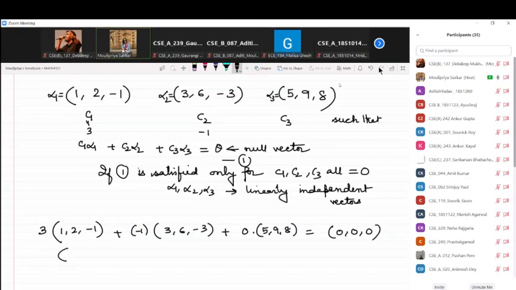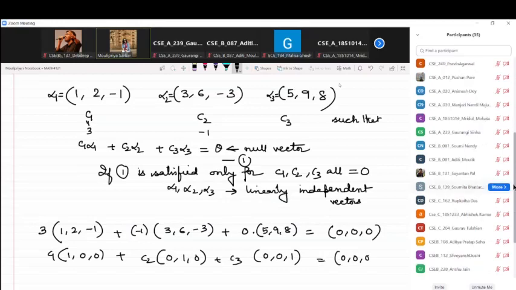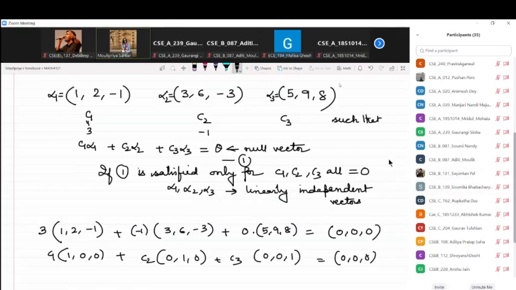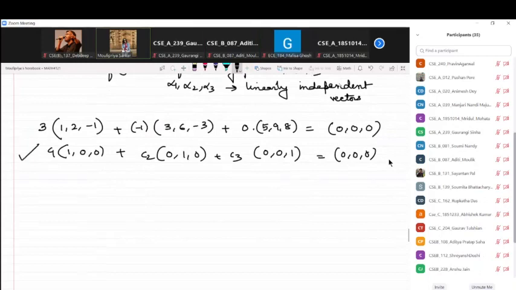On the other hand, if I consider the unit vectors of three-dimensional space, that is 1, 0, 0, 0, 1, 0, 0, 0, 1, and I want to find out a C1, C2, C3 such that the resultant is the origin, that is 0, 0, 0, can we find non-zero values of C1, C2, and C3? Is it possible? No, ma'am. Not possible. This implies we can never express these unit vectors in terms of the other.